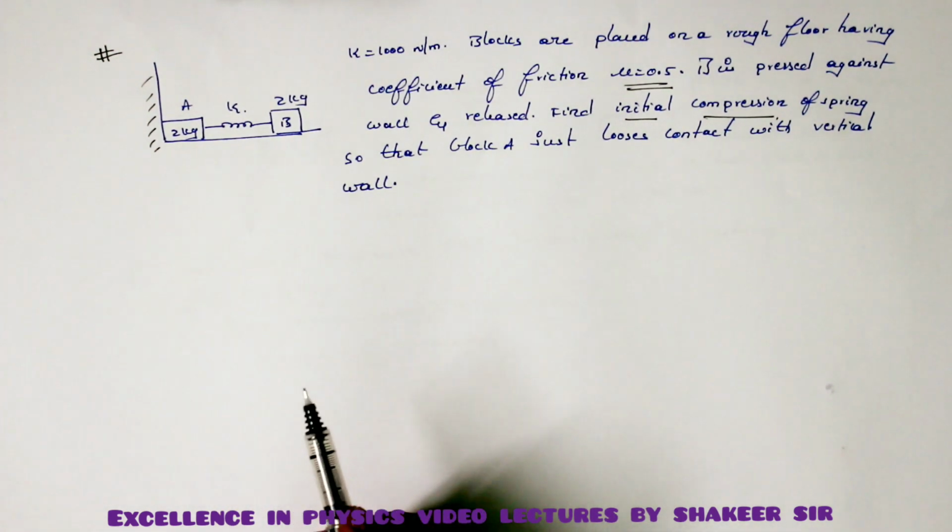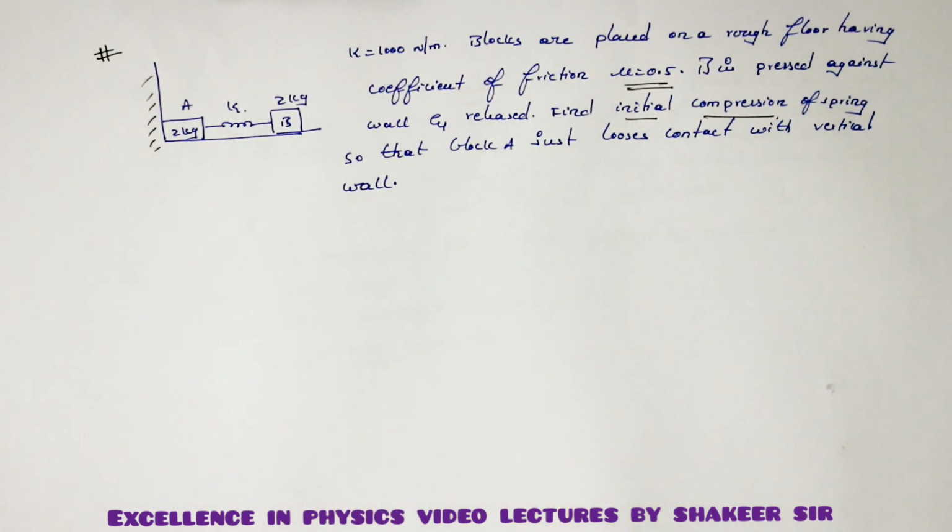vertical wall? This condition is almost exactly equal to the previous condition of the vertical spring, which was compressed and released such that the block at the bottom loses contact with the ground.